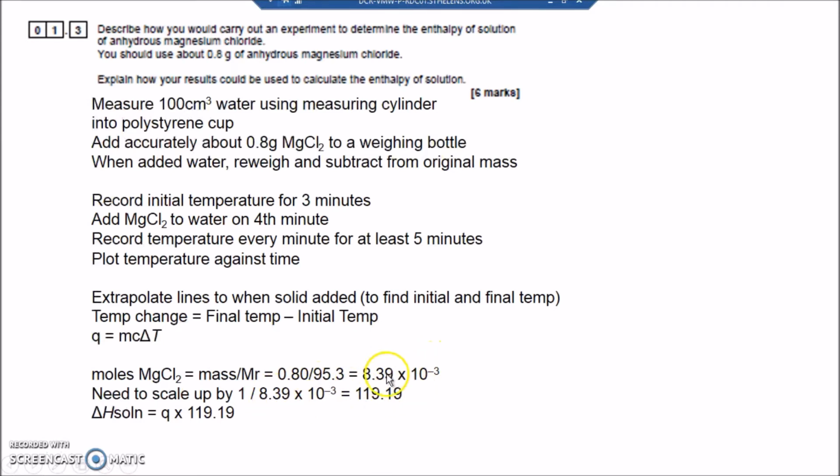So I take 1 divided by the number of moles that I've got, and that gives me the number 119.19. Therefore my enthalpy of solution, the energy produced when I dissolve 1 mole of anhydrous magnesium chloride in water to make a solution of it, is whatever value I had before multiplied by 119.19.